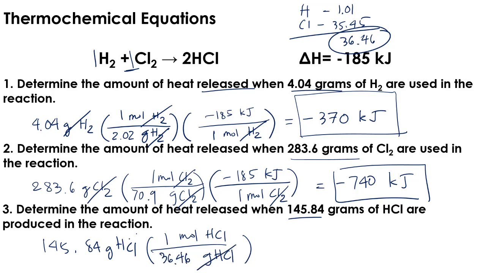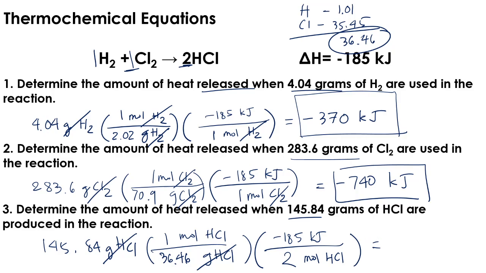So after converting the grams into the number of moles, we'll go with the usual process. So the moles of HCl. For the numbers, look at the equation. So here we have 2. So for every 2 moles of HCl, delta H is negative 185 kilojoules. Okay, then we'll solve this one.